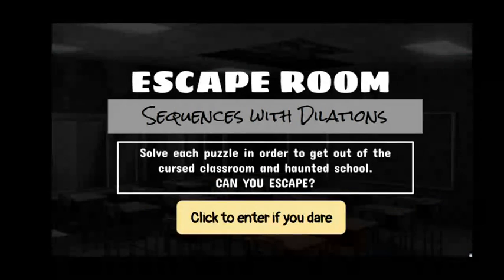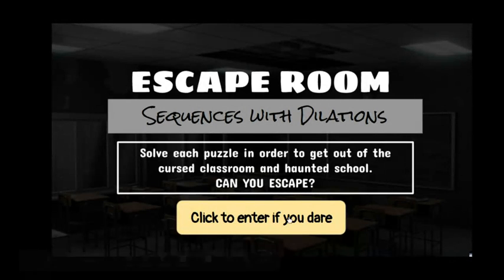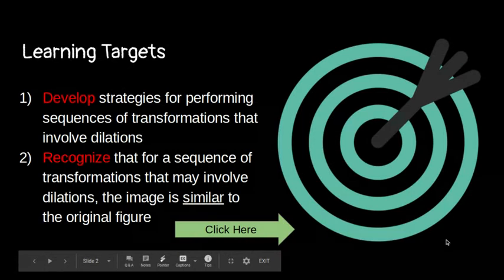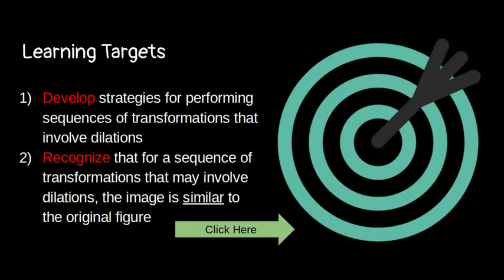So as we can see, we want to solve each puzzle in order to get out of the cursed classroom and haunted school. We'll go ahead and click on here to start. So first we're going to go over our learning targets. Our learning targets are we are going to develop strategies for performing sequences of transformations that involve dilations. So we're going to find ways to solve a problem that involves multiple transformations, including dilations.